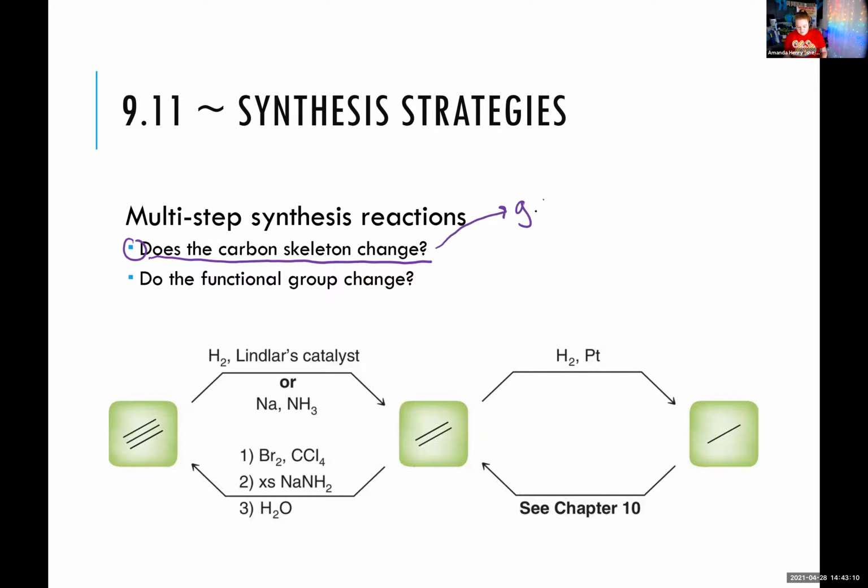We can gain carbons if we have our terminal alkyne and we do our alkylation reaction. So the last reaction we learned, reaction number 9. We can lose carbons. Now this isn't really losing carbons, but it is going to be cutting our chain in half when we do ozonolysis reactions.